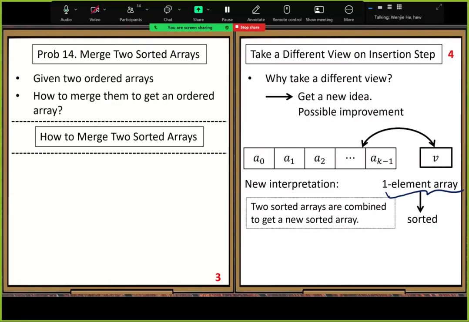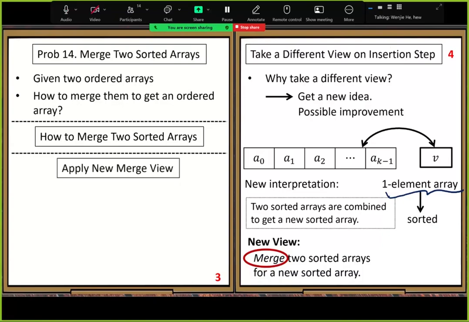How do you do the insertion operation? Then we will do it in a similar way for the merge operation. It's a new view. Merge two sorted arrays for a new sorted array. So we need to focus on this merge step, the implementation step. So now we apply the new merge view.